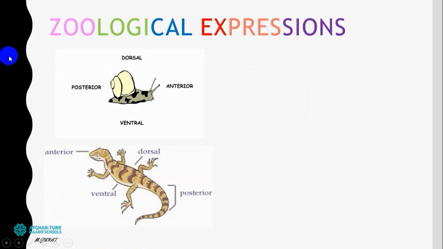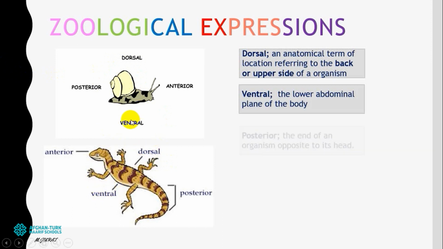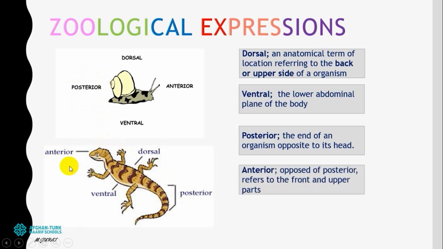Next expression would be some anatomical positions. First we can start with dorsal. Dorsal is the upper side or back of an animal, as you can see in the snail and lizard. Second is ventral, the abdominal part or the opposite of the dorsal structure. Posterior is the end of an organism or the opposite of its head. I mean, every structure which is opposite of its head is posterior. And anterior is the opposite of posterior. It refers to the upper part of something.